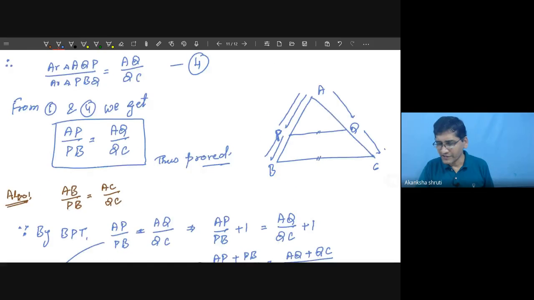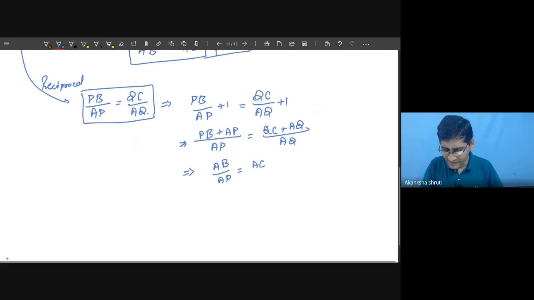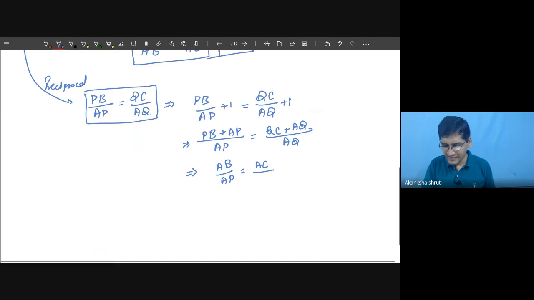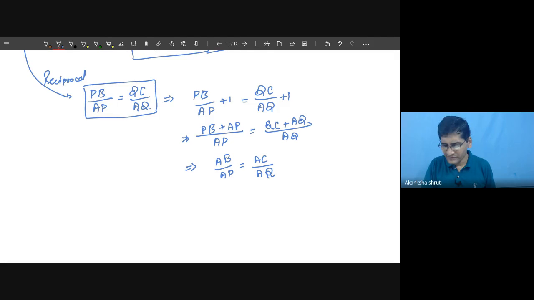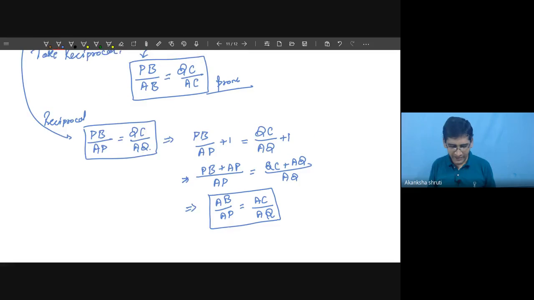Observe on the other side. This is now our QC means this much and QA is this much. So again it is going to give us AC or CA, in a convenient manner, like AC by, here in this case we are getting this as AQ. So it is the other ratio that we can write. So this way all the possible ratios can be written.